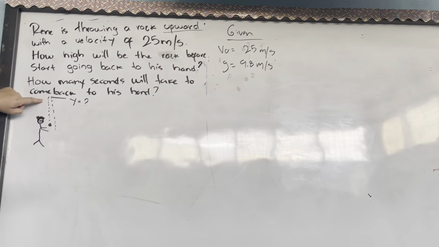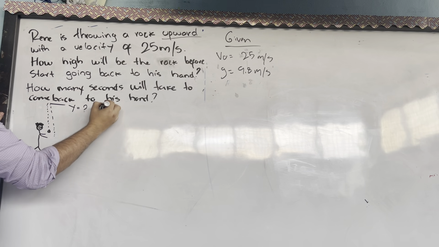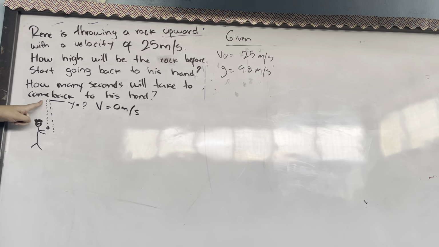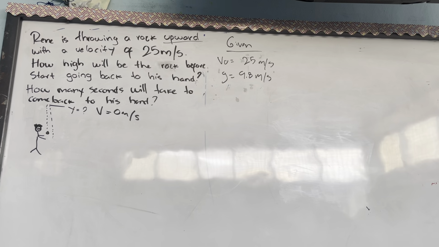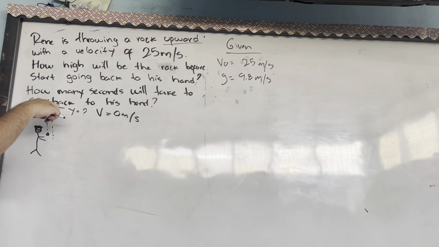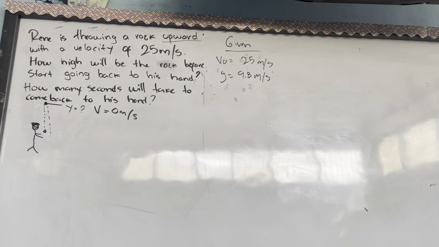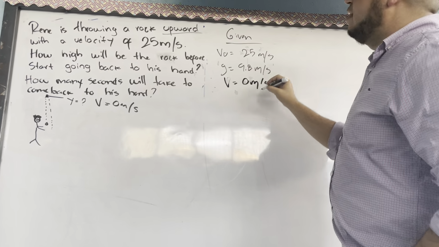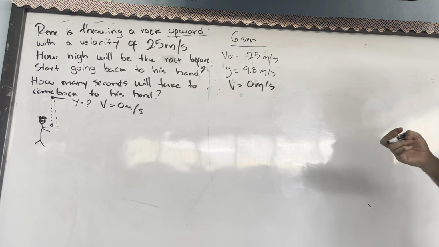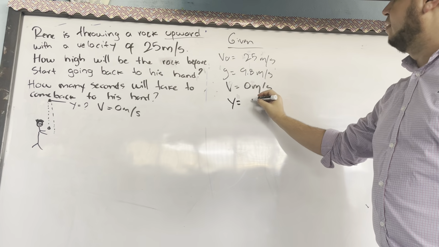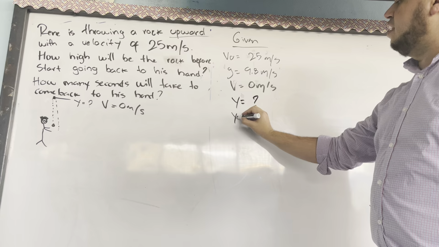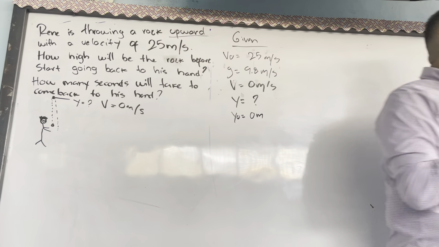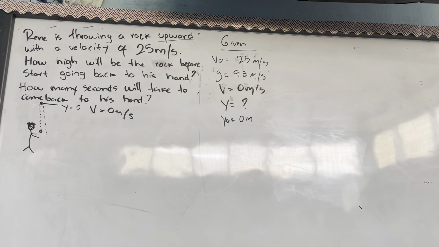At the highest point, we already know that the velocity will be 0 meters per second, right? Because when the object gets to the highest point, at this moment it's not going up or going down, right? This is a moment of balance, or equilibrium. At this point, the velocity will be 0 meters per second, right? And the first question is what? Height. So we're looking for the Y. That means that the initial position in Y will be 0 meters because we don't have another position. Okay, so now you have to identify what formula is useful in this case.